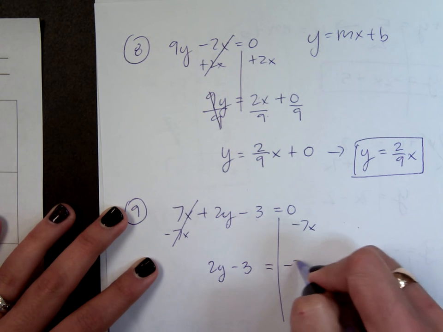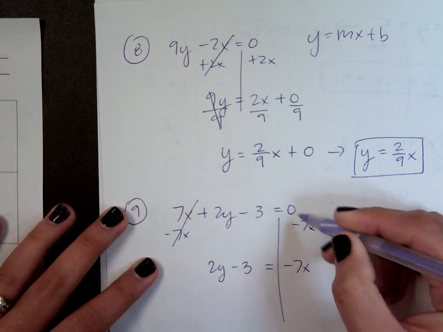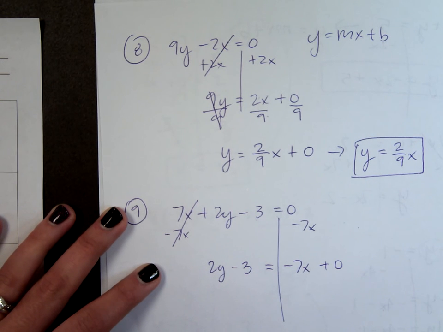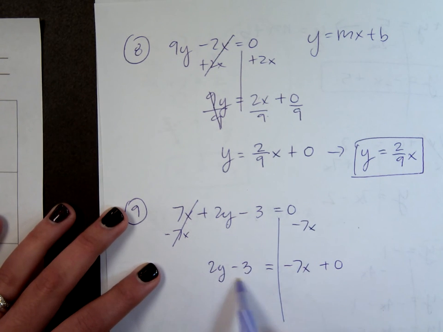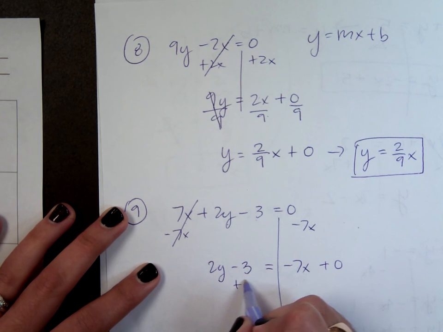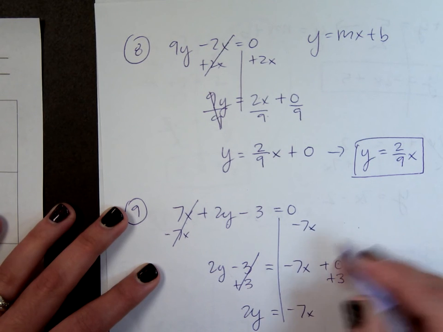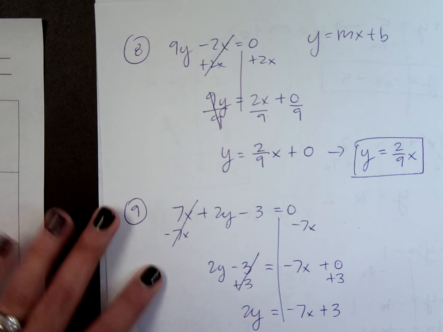Okay, now I always like to put the x first, so I can't combine those, so -7x plus 0. Now I need to move that 3, so I have to add 3 to both sides. 2y equals, bring down my -7x, and 0 plus 3 is positive 3.